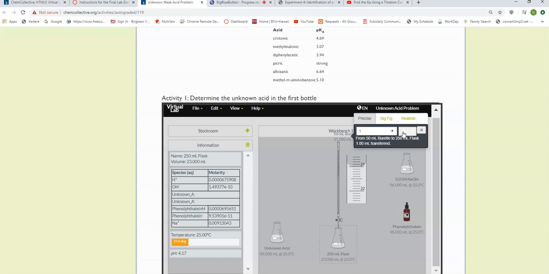It's not diphenylacetic. The only two it could be at this point is crotonic or, well, I guess methyl m-aminobenzoic. So let's keep adding. The next pKa is 4.69. Wow, we are adding a lot of acid.